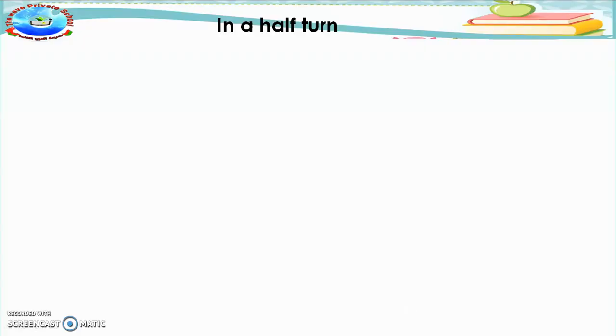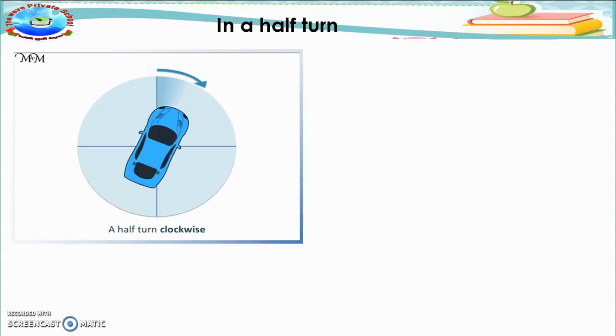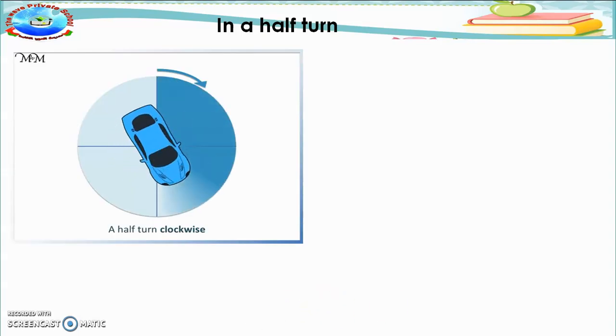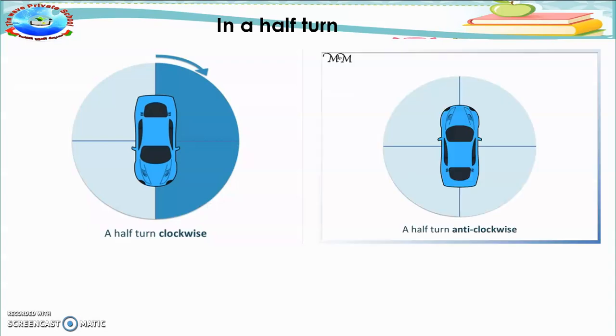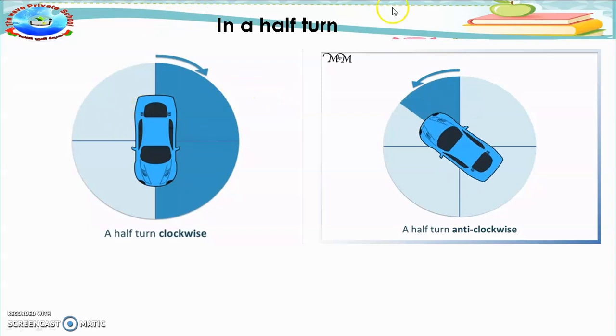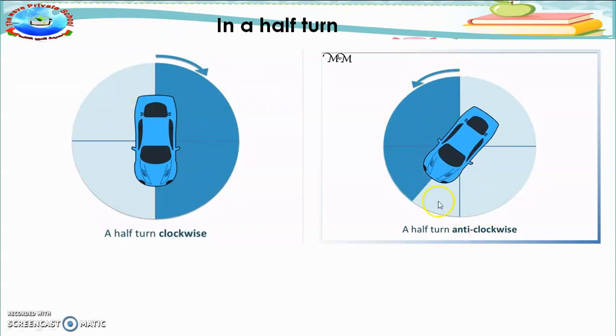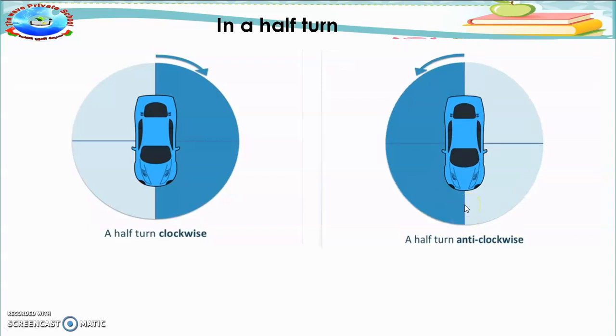Now, in a half turn, we will look at the half turn clockwise. See this. Also, here is a half turn anti-clockwise. This is the anti-clockwise direction and it is a half turn. Look at both half turns. This is the half turn clockwise and this is the half turn anti-clockwise.